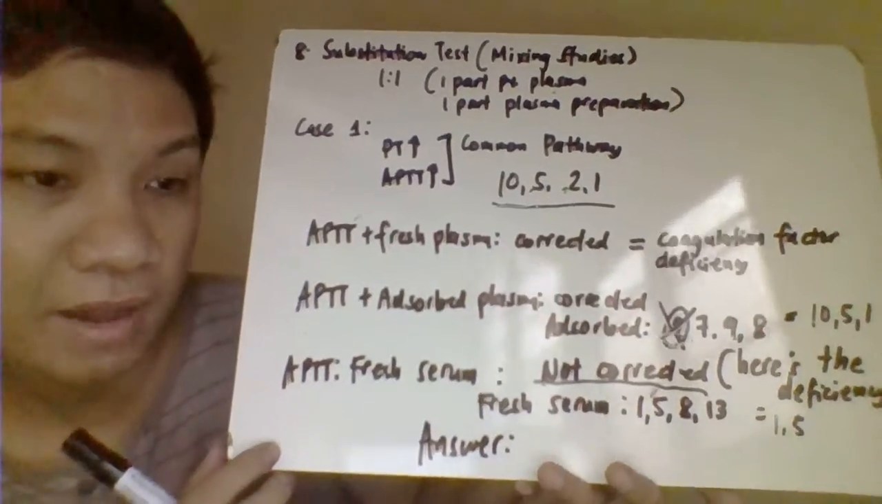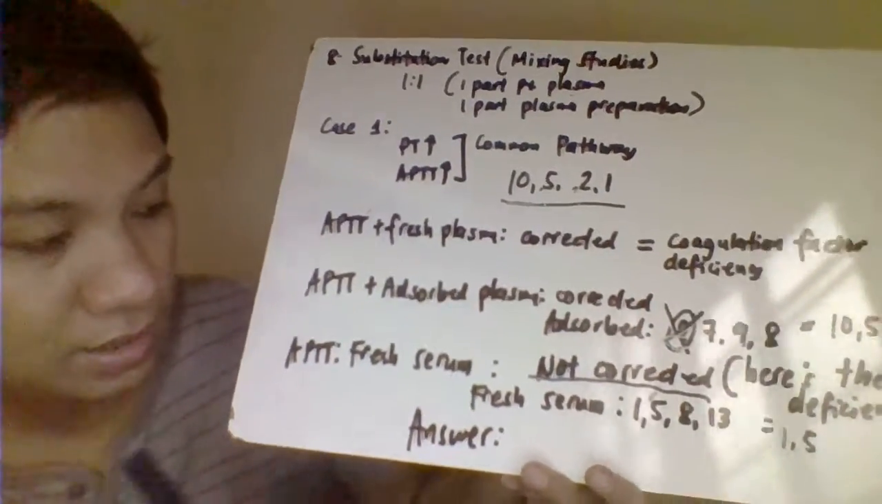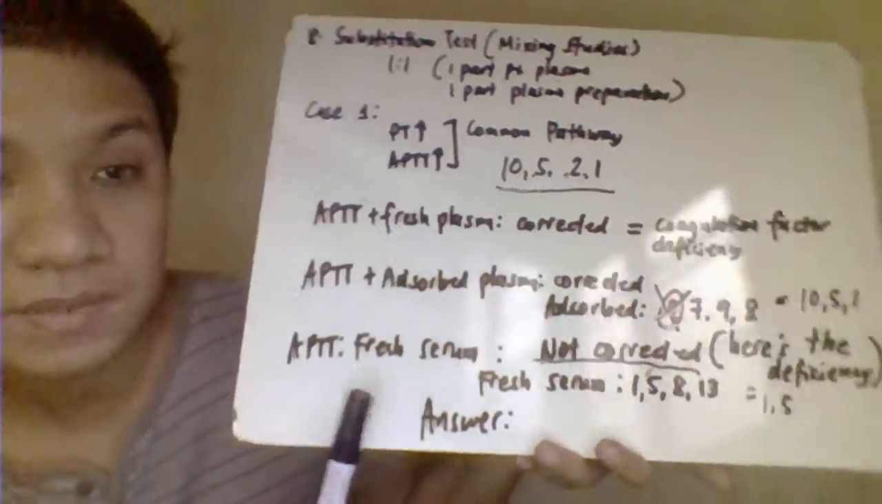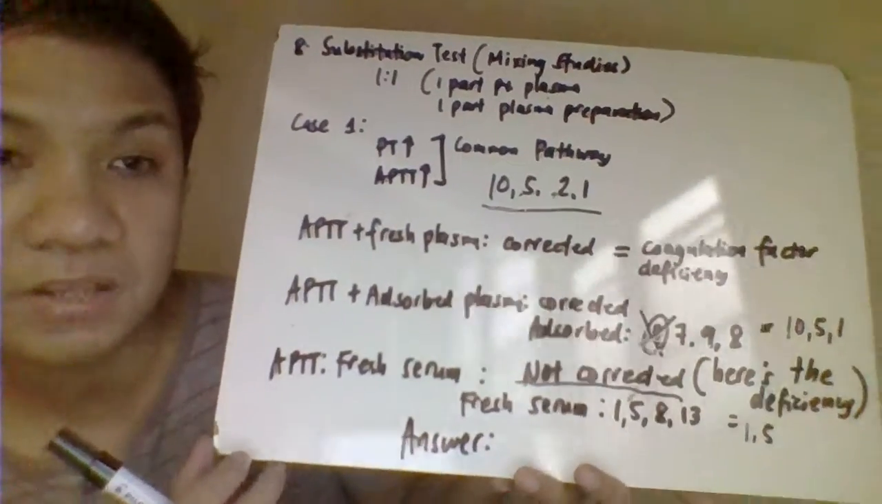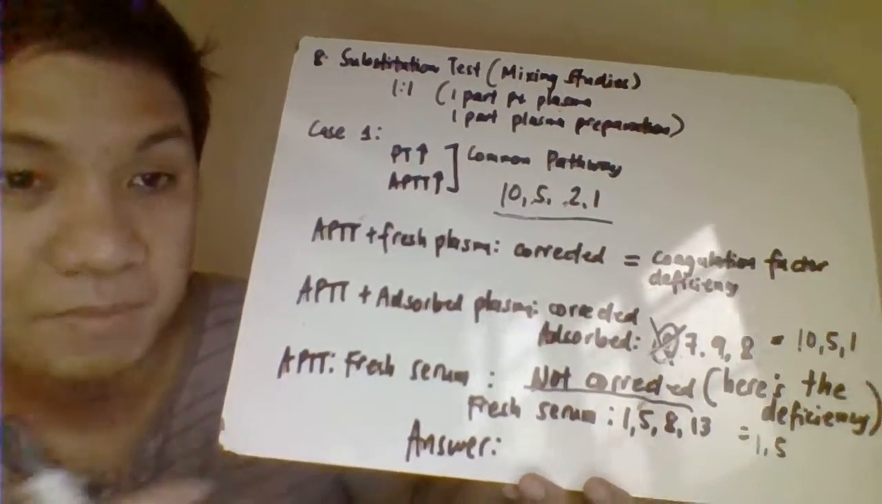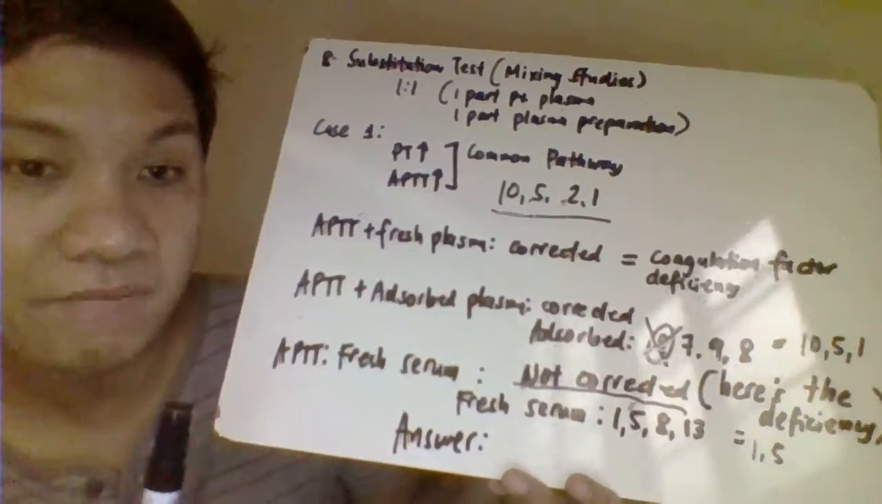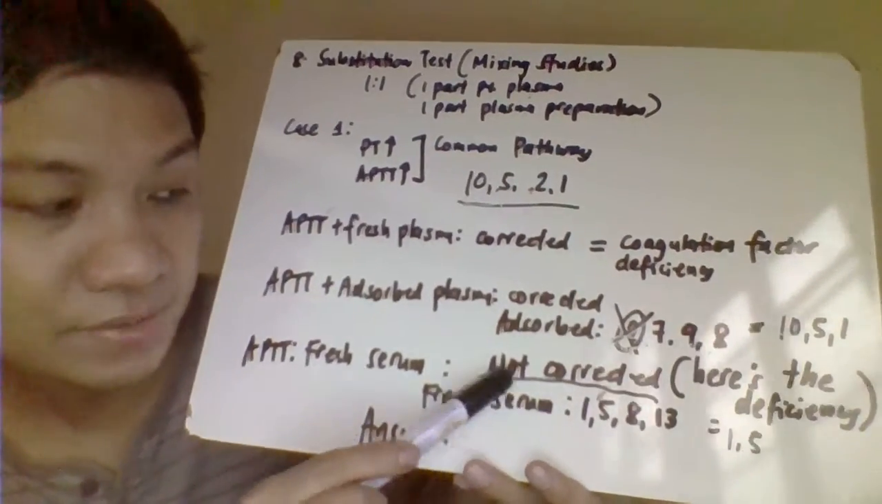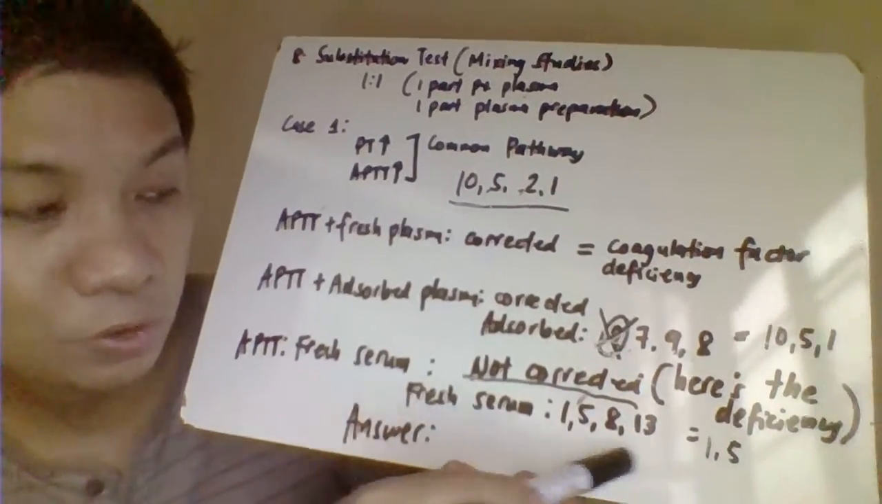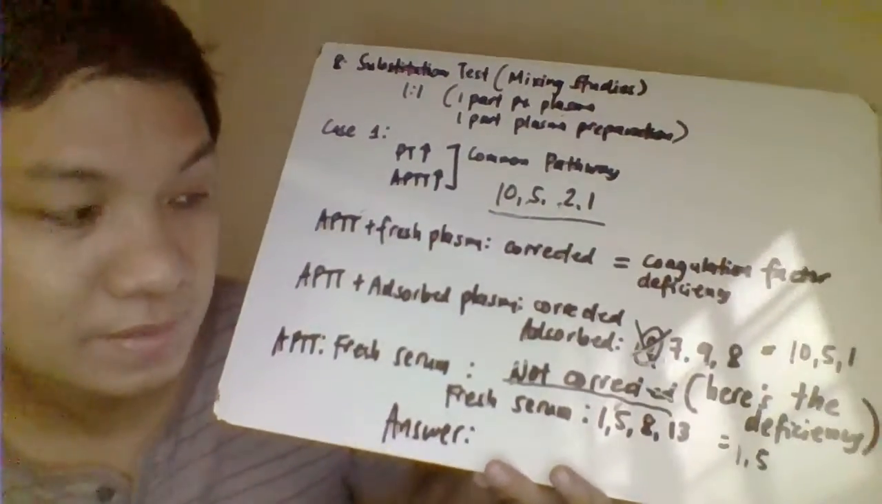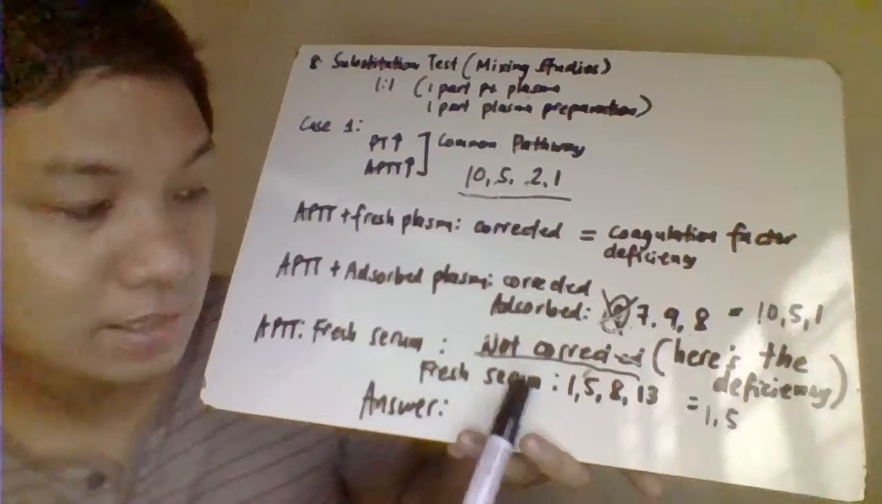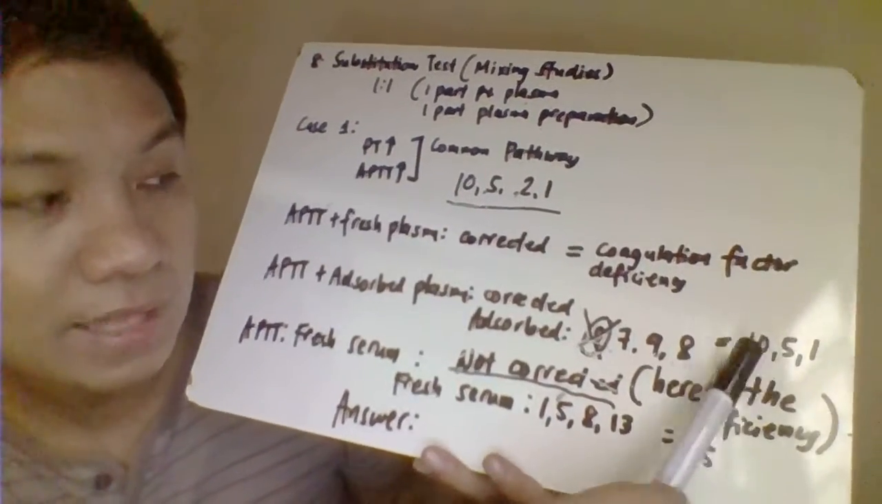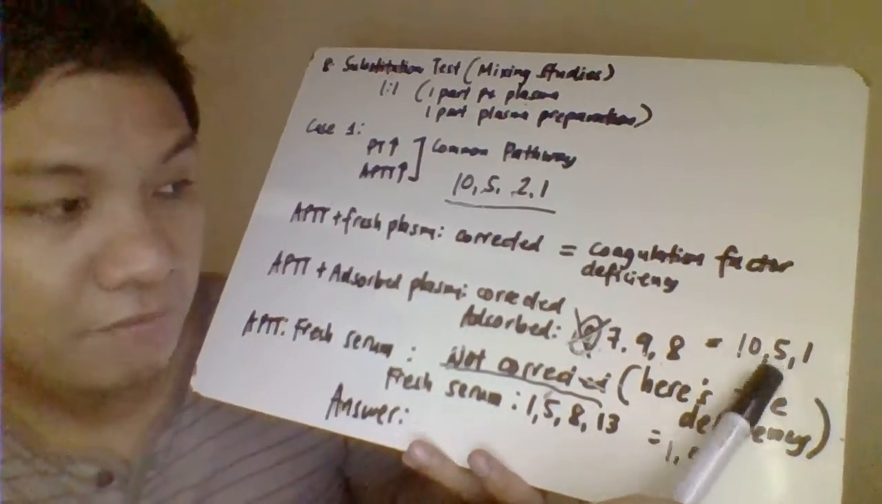Okay, next one, we have your patient plasma. You add fresh serum again. Remember that your fresh serum would have the absence of 1, 5, 8, 13. Okay, so since it is absent, that is where we suspect we should look for our deficiency. So, what is common here in our 1, 5, 8, 13? What remains is 10, 5. Right? 10, 5, 1.